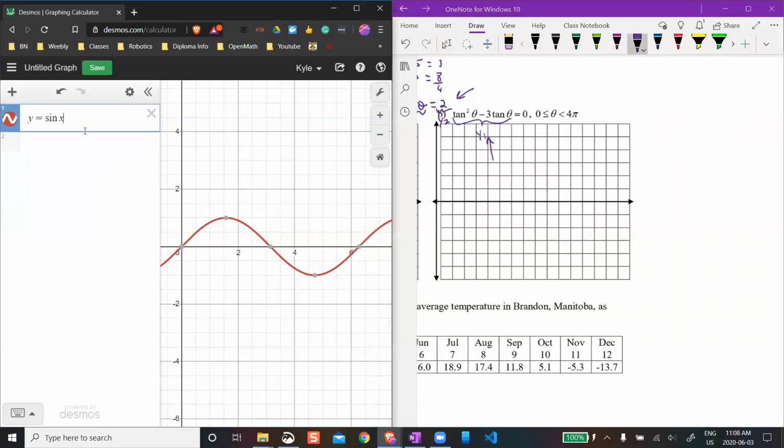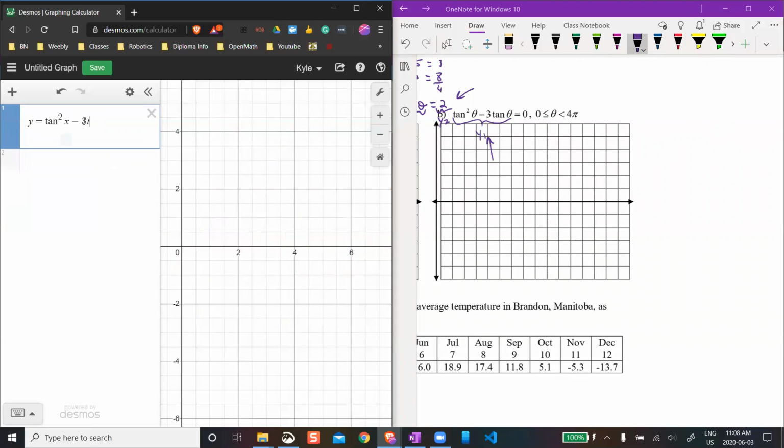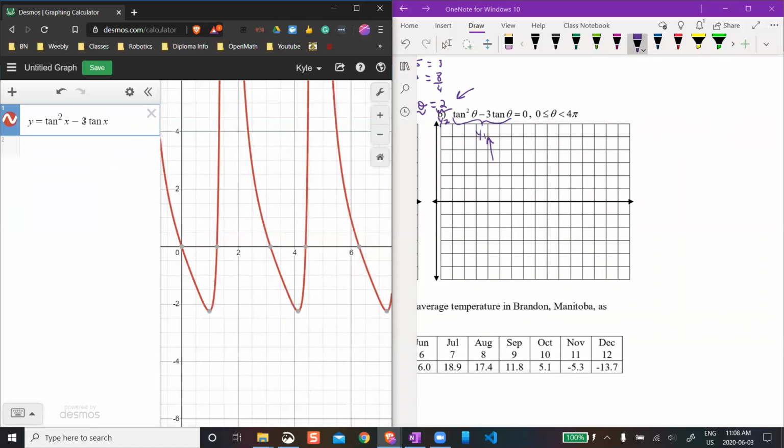So I'm going to get rid of those. So we're going to have tan squared, and then you put it in as x in here. So x would look like that funny one. And then minus 3 tan, oh, that's not tan, tan x. And there you go. So there's our weird looking graph we got going on here.